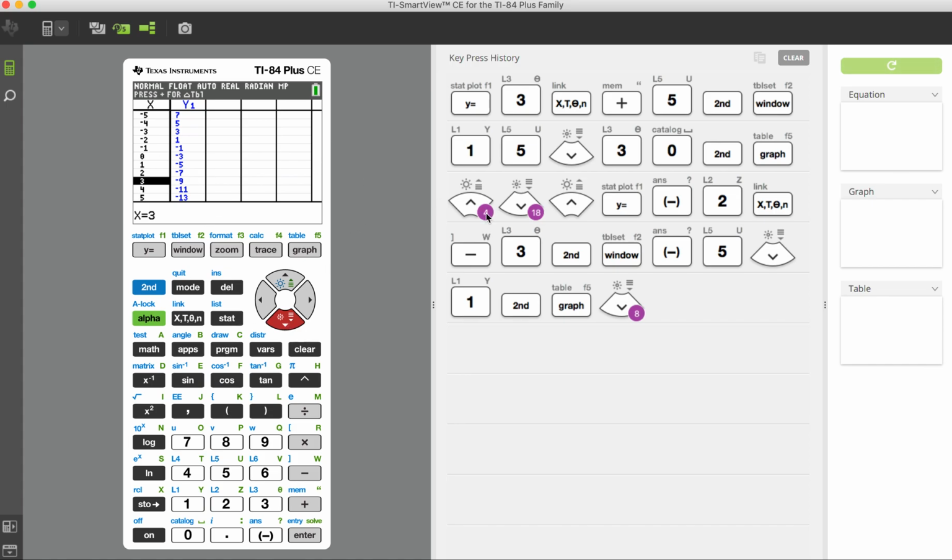All right, so hopefully you learned a little bit more about graphing your equations and seeing a table from them from lab number 2.